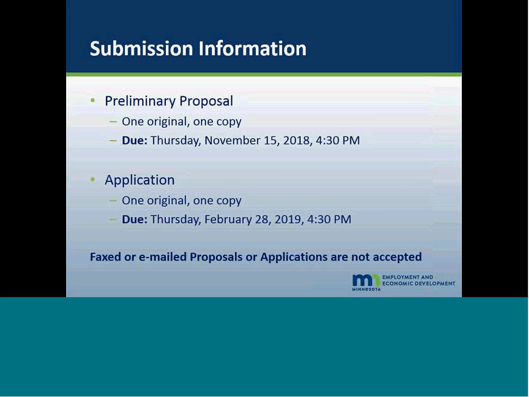For the preliminary proposals, we want one original and one copy. Please send to us, and again, it will be due Thursday, November 15th. And for the application, same thing. We want the actual hard copies that you guys are working on. So please print that, send it in the mail, and we will pay you for it.